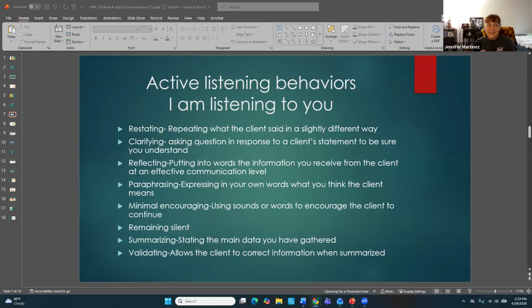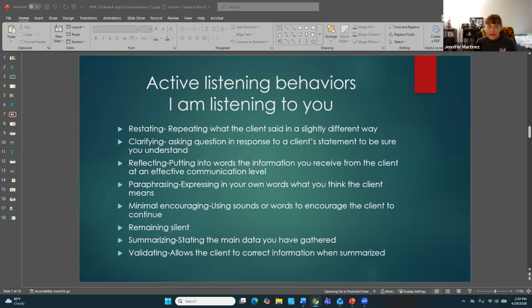Reflecting is putting into words the information you receive from the client at an effective communication level. And I know that restating and reflecting and paraphrasing sound very similar to each other, but they are a little bit different. So with reflecting, if the client says, I'm sick of seeing healthcare providers and not getting any answers, then your reply back to them could be, okay, you're upset with the lack of answers to your health problems. It sounds similar to restating, but it is slightly different.